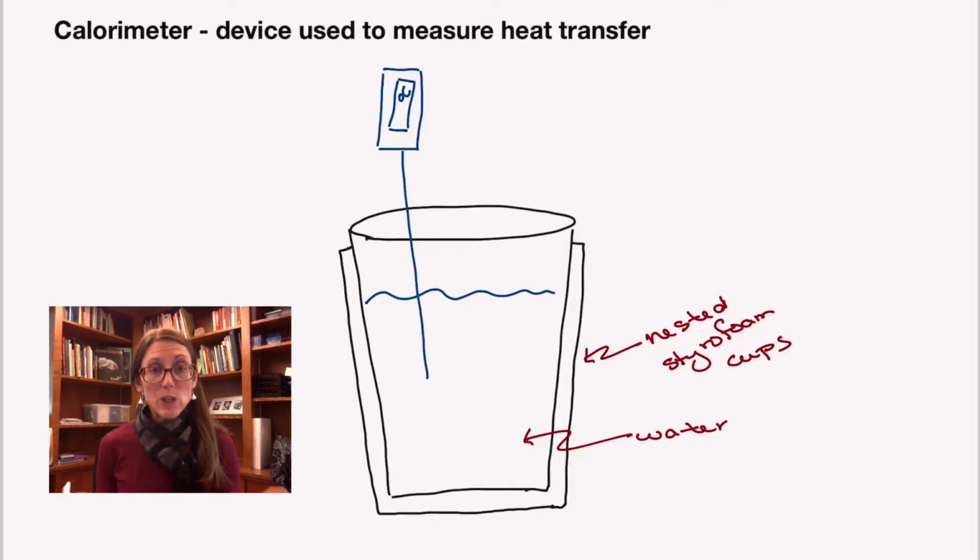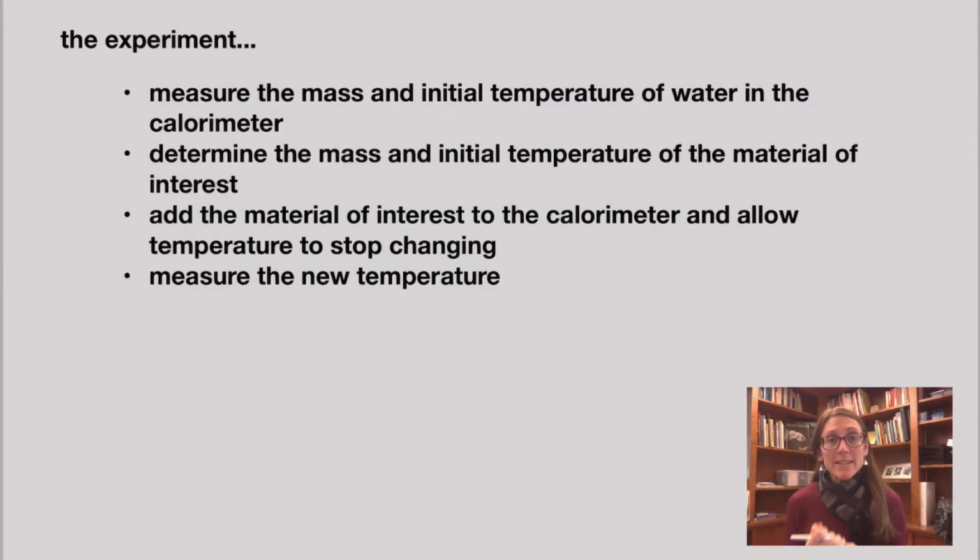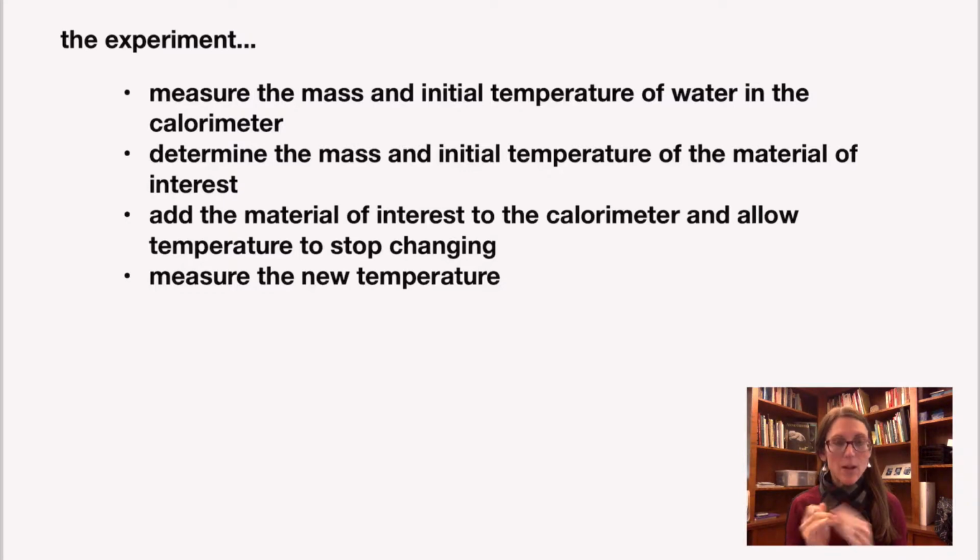Let's talk about the experiment that you did. So at its simplest, a calorimetry experiment consists of the following steps. You're going to measure the mass of the water in the calorimeter and the initial temperature of that water. You're going to figure the mass and the initial temperature of whatever material it is you're adding. And then you're going to take that other material, drop it into the calorimeter, wait for the temperature to stop changing, and measure the new temperature.